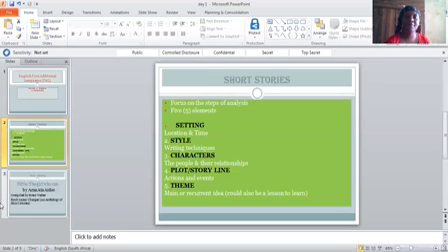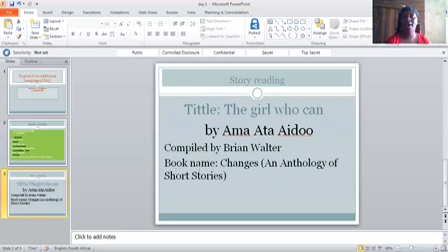So we will be having a very interesting topic today. The title of the short story is The Girl Who Can. The Girl Who Can is written by Ama Ata Aidoo, but the book is compiled by Brian Walter, and the name of the book is Changes, an Anthology of Short Stories.